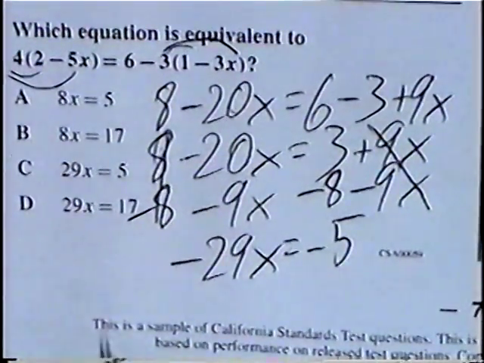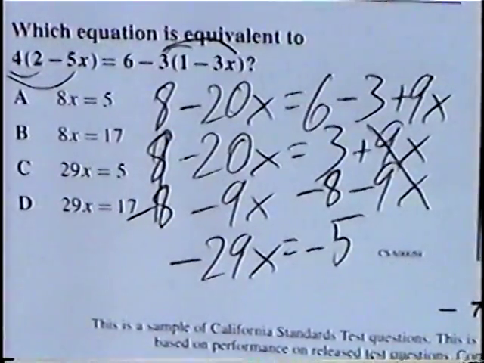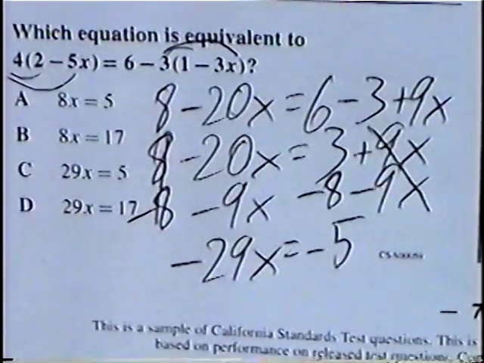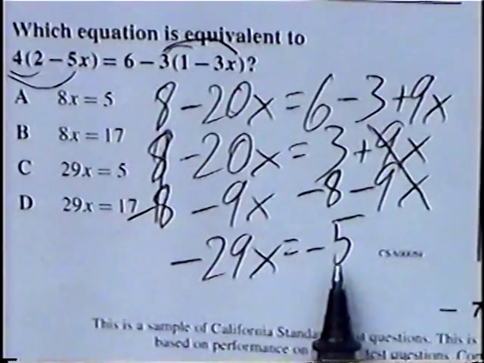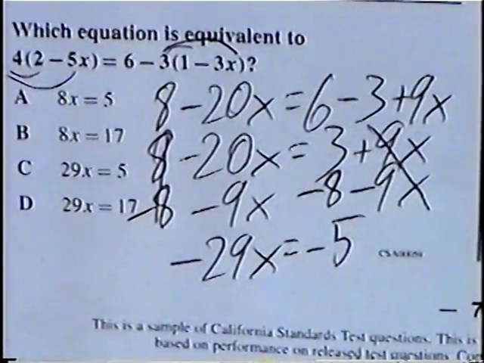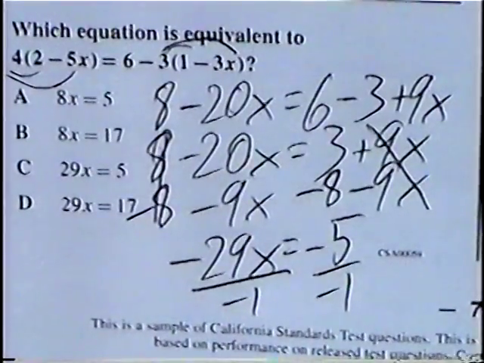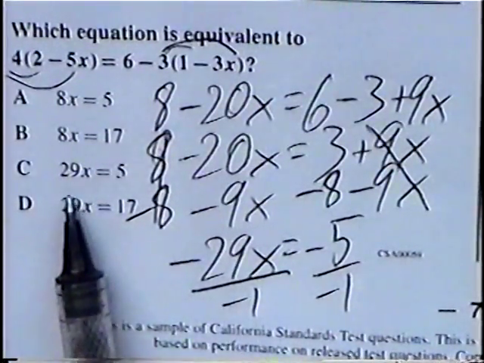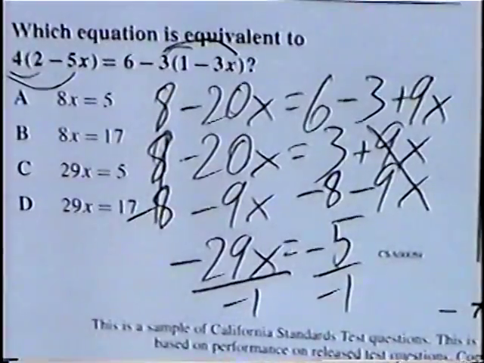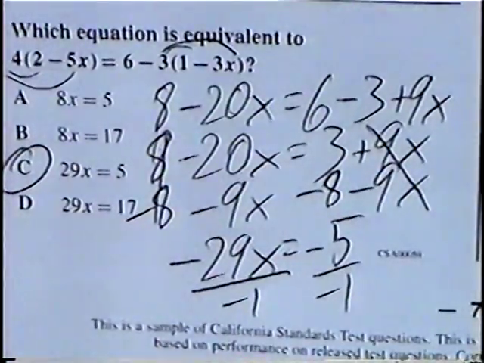And again, looking at the possible solutions, this does not match up with any of these solutions so far. But if you look at letter C, it's the same equation, but both sides have a negative. If you want to, you can divide by negative 1 on both sides, and that'll change it to a positive 29x and a positive 5. So the correct answer would be C.